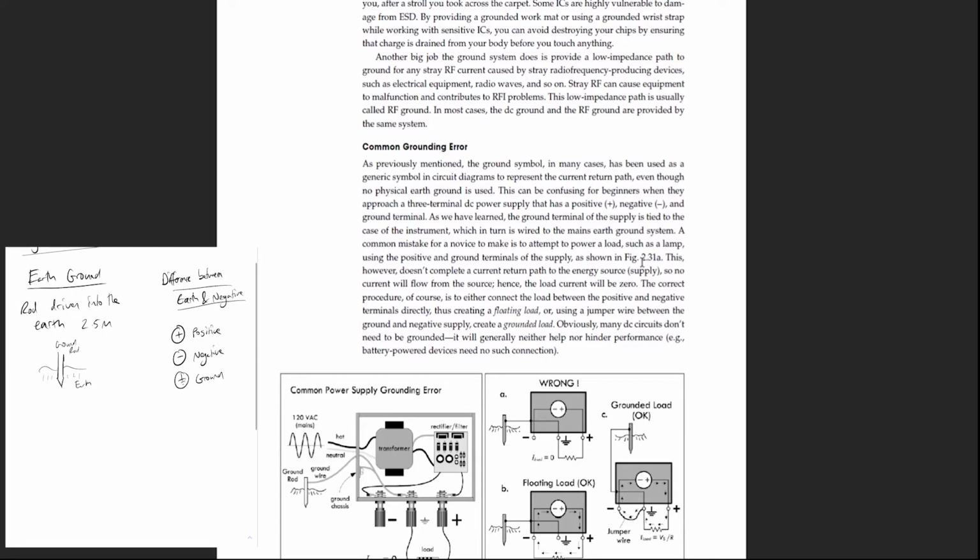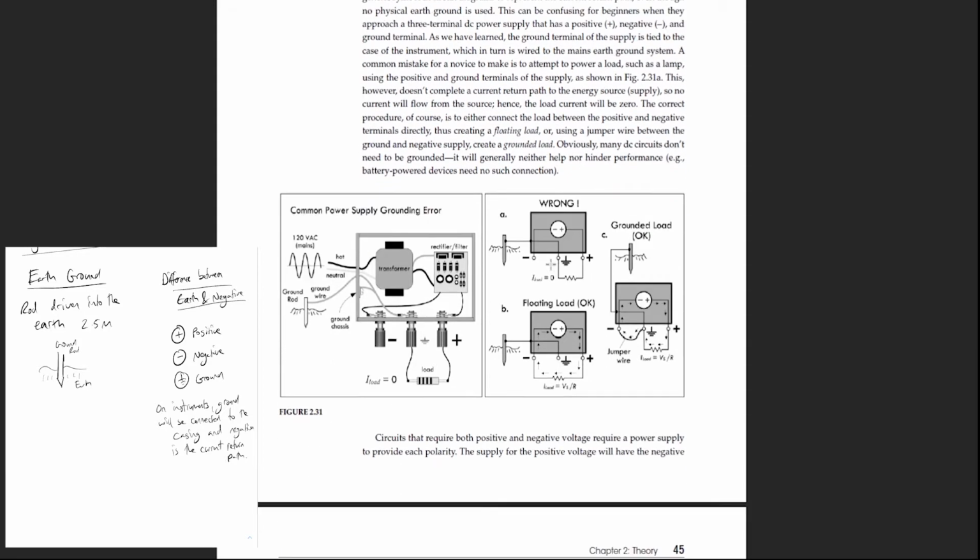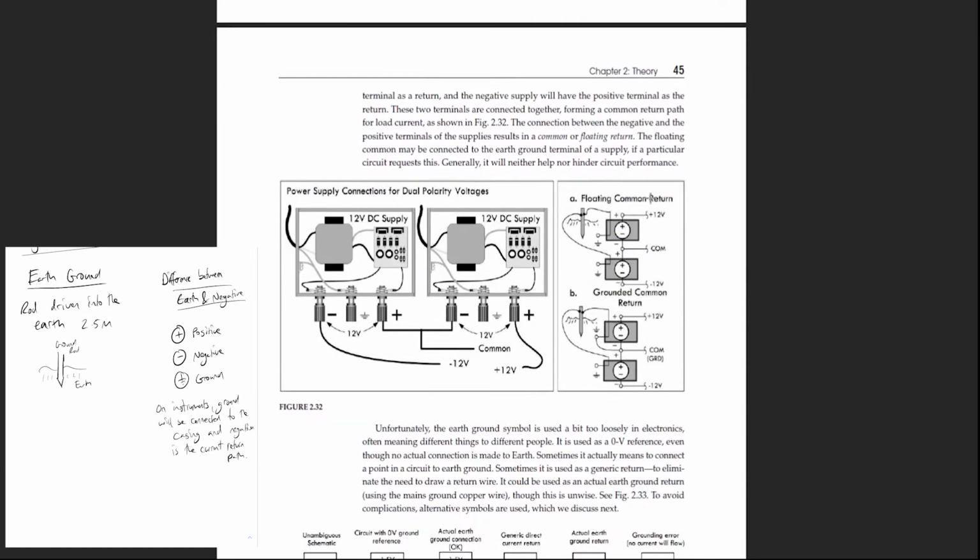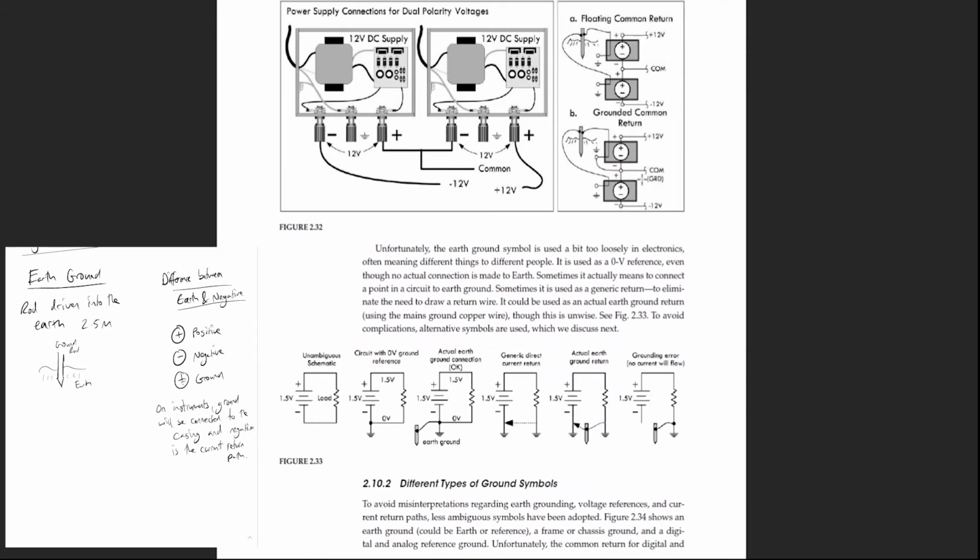Okay. On instruments, ground will be connected to the casing and negative is the current return path. Yeah, I'm okay with that. That's not something that I've really thought about. And you've got floating return common.